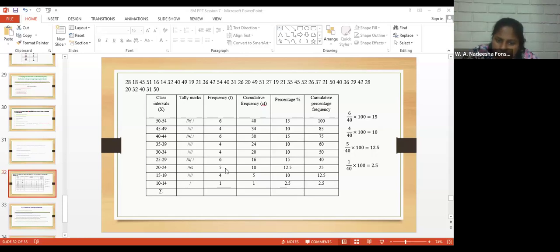Then 5 plus 5, 10. 10 plus 6, 16. 16 plus 4, 20. 20 plus 4, 24. 24 plus 6, 30. Likewise, the upper value is 40. It means the total number of students, here the total frequency, is also 40. If we do the cumulative frequency correctly, when you total up the frequency, it is 40 here. That value should be in the upper value.